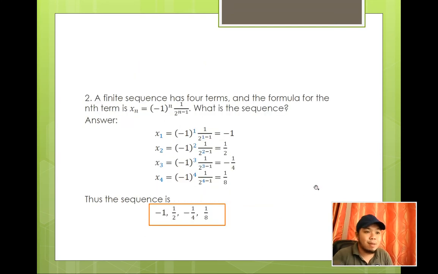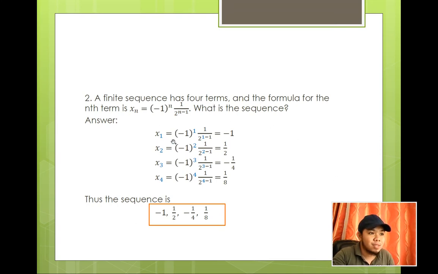Another example, ito naman, finite sequence. A finite sequence has 4 terms, and the formula for the nth term is x sub n is equal to negative 1 raised to n with 1 over 2 exponent of n minus 1. So, what is the sequence? So, ang sakit sa ulo, no? Pero madali lang naman yung computin. So, ganito lang siya. 4 ang hinihingi niyang terms.